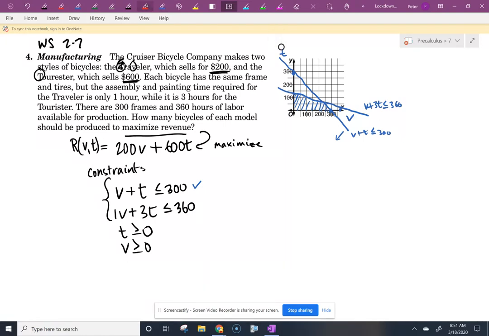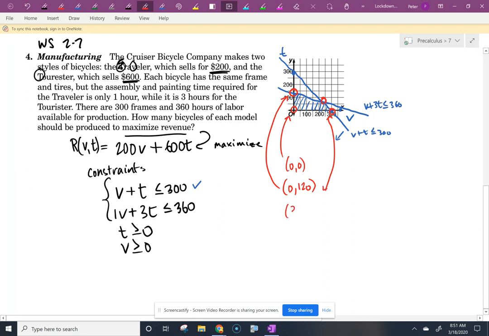Now, the answer to a maximized problem is going to be one of the corners. So the good news is I know some of these corners, like I know this one. They could build nothing. I doubt that's going to maximize profit, right? They could build no V's and 120 T's because they have enough man hours to do that. They could build 300 Travelers and no Touristers. And last but not least is this intersection, which I would like to find. Right now, my graph is not very good. It looks like it's around 200 and 100 maybe, but I'm not sure.